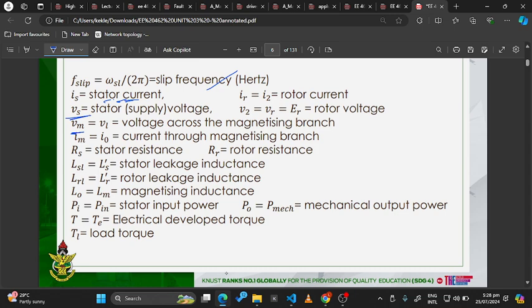Okay, so IM is the current flowing through the magnetizing branch. RS is the resistance of the stator. PI is equal to P, that's the input power.